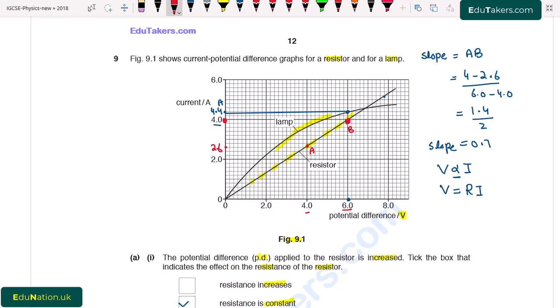This meets the resistor curve at 6.0. So I write here the potential difference of the resistor is 6.0 volt, while this meets the lamp curve at this point, and it is almost 4.9. So the value of potential difference for the lamp is 4.9 volt.